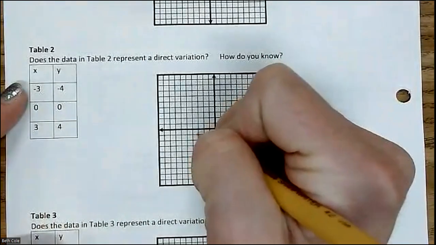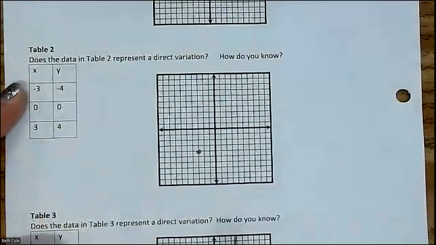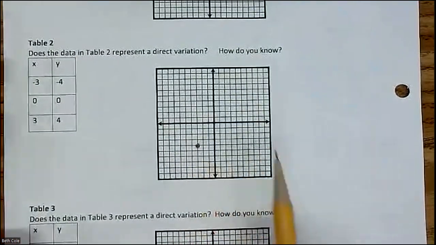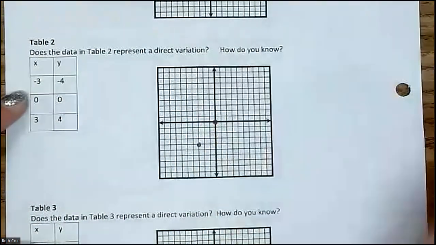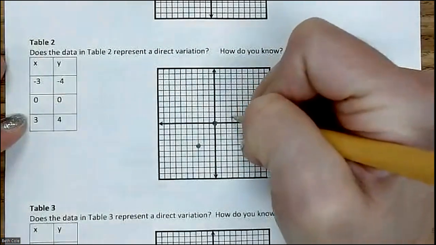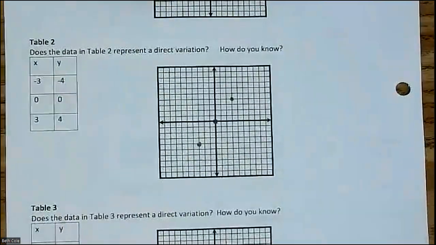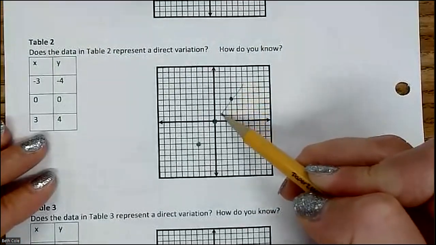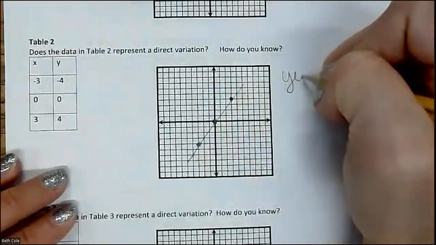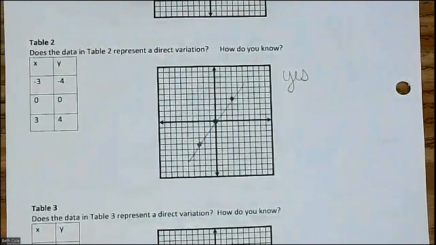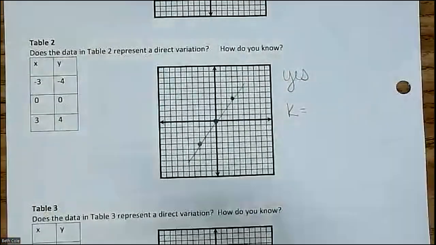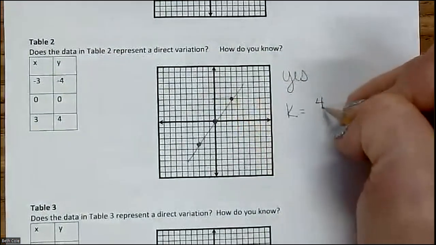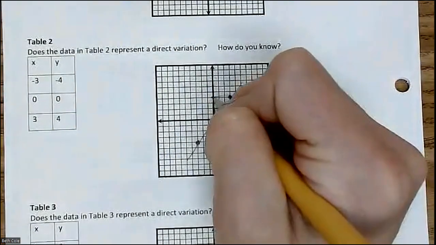So -3, -4 would be right there. Again, you're going to have to look because I don't have a better reason than it's that point right there. 0, 0, so that's looking promising. And then 3, 4. So the question is, if you connect those, is it a direct variation? Good. It goes through the origin and it's a line, and I want us to write out the K value as well. How much up and then how much over? Yeah, 4 over 3. Good. Up 4 over 3.